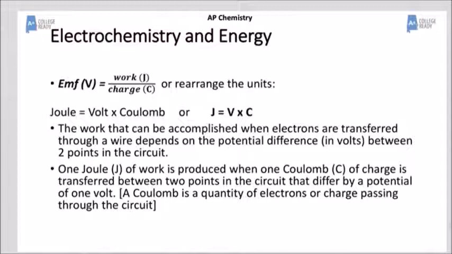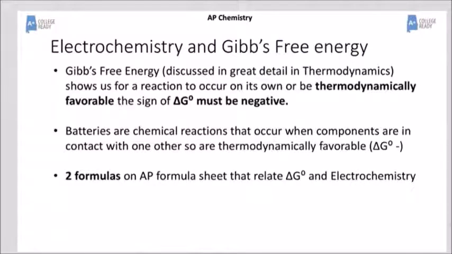And I'll just read this next statement. The work that can be accomplished when electrons are transferred through a wire depends on the potential difference, that's that EMF, in volts between 2 points in the circuit. And then 1 joule of work is produced when 1 coulomb of charge is transferred between 2 points in the circuit that differ by a potential of 1 volt. And a coulomb is just that quantity of electrons, which is the charges that are passing through the circuit. So just kind of background information. You just need to understand this unit relationship. Okay, so that just gives you a little bit of extra background so you'll understand those units, because we're about to apply that.